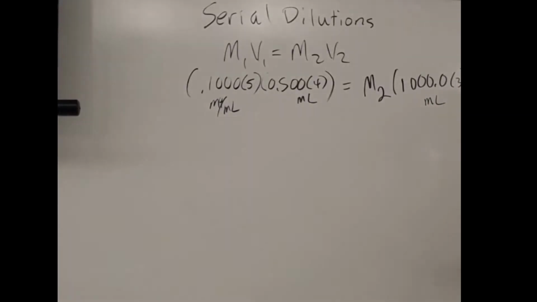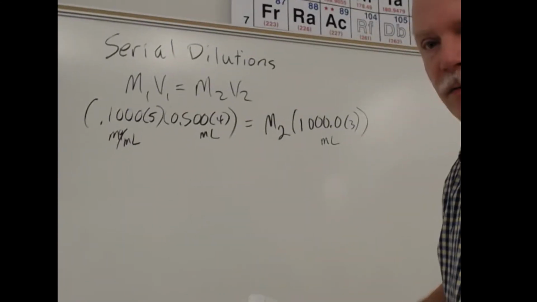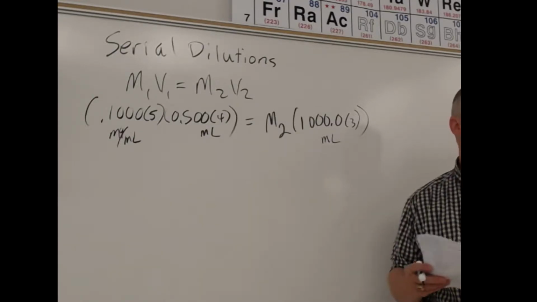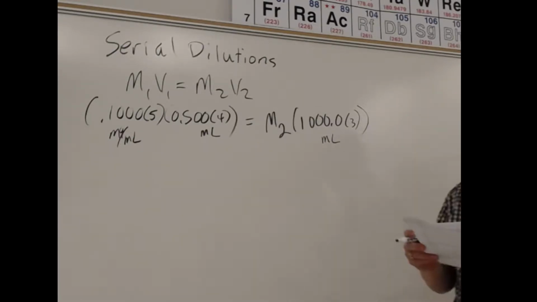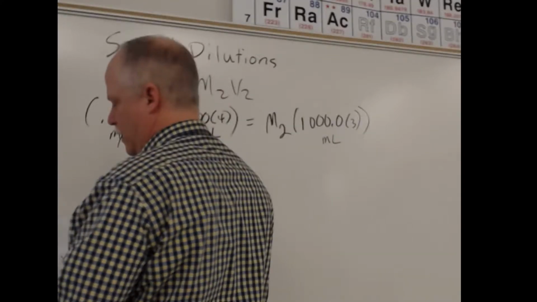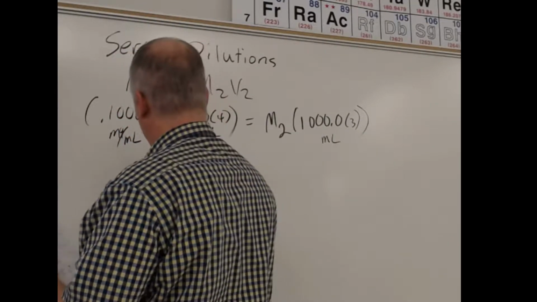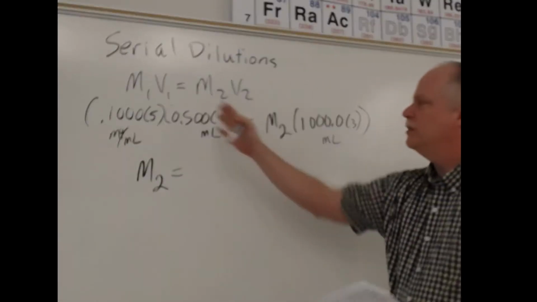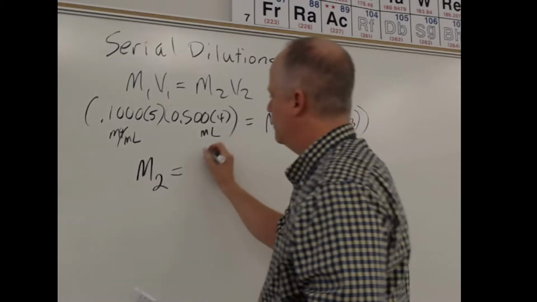So this is our problem, and what we want to know is what the standard deviation or relative standard deviation is going to be for our result. So let's go ahead and do this calculation. It's not asking for what the result is, but let's just go ahead and do it just to make sure that we know. Now, M2 is equal to that divided by 1,000.